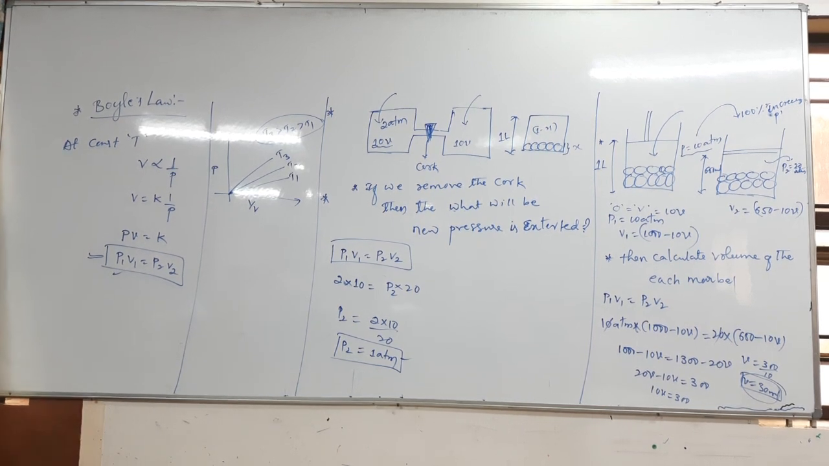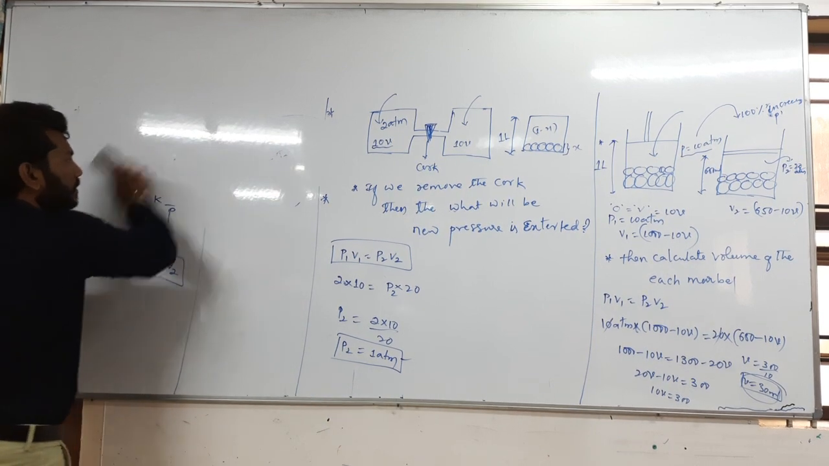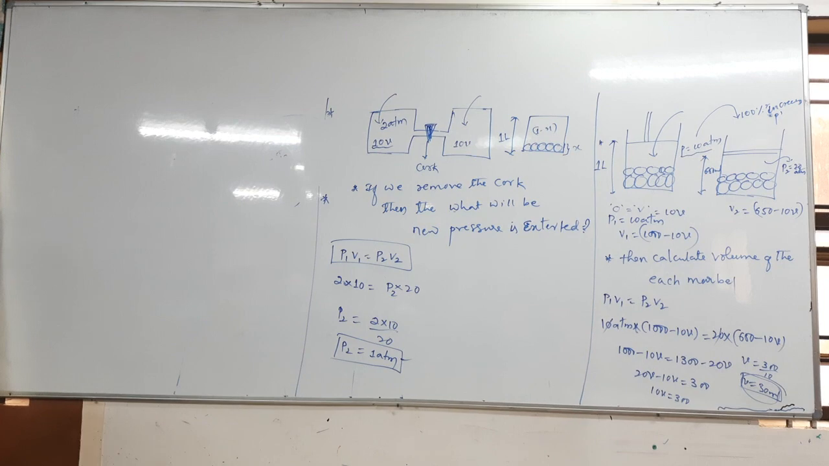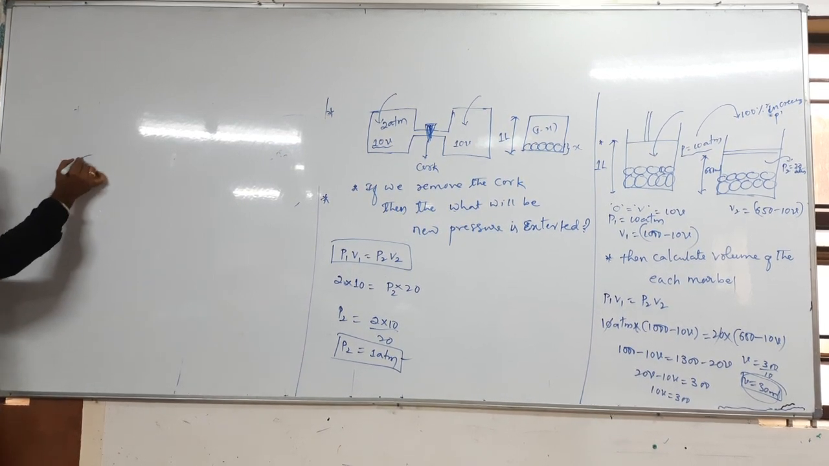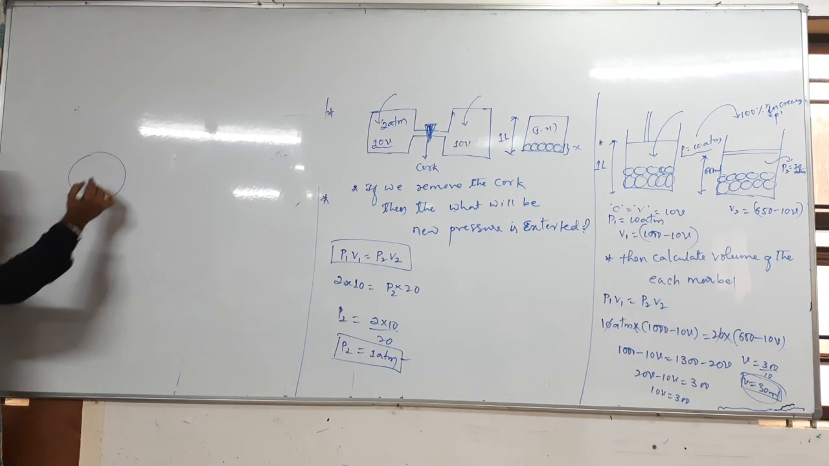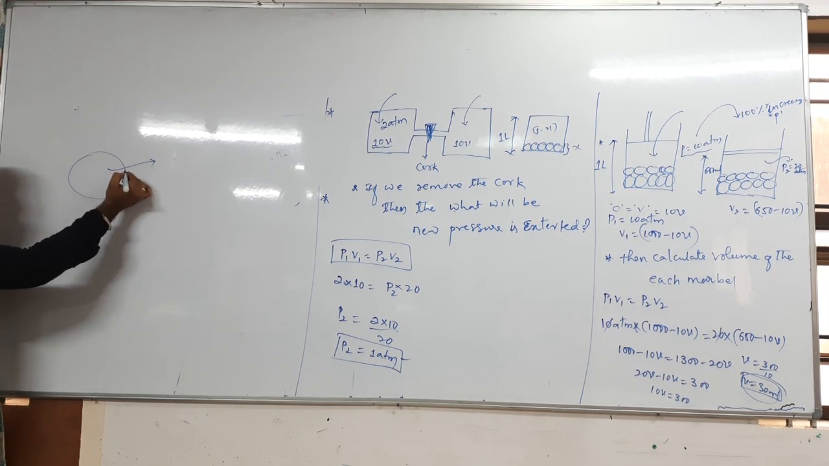So we need to calculate V2 basically. Since we have the equation P1V1 equals P2V2, look at here, guys. We have a balloon, which has some volume, and the pressure is 1 bar.